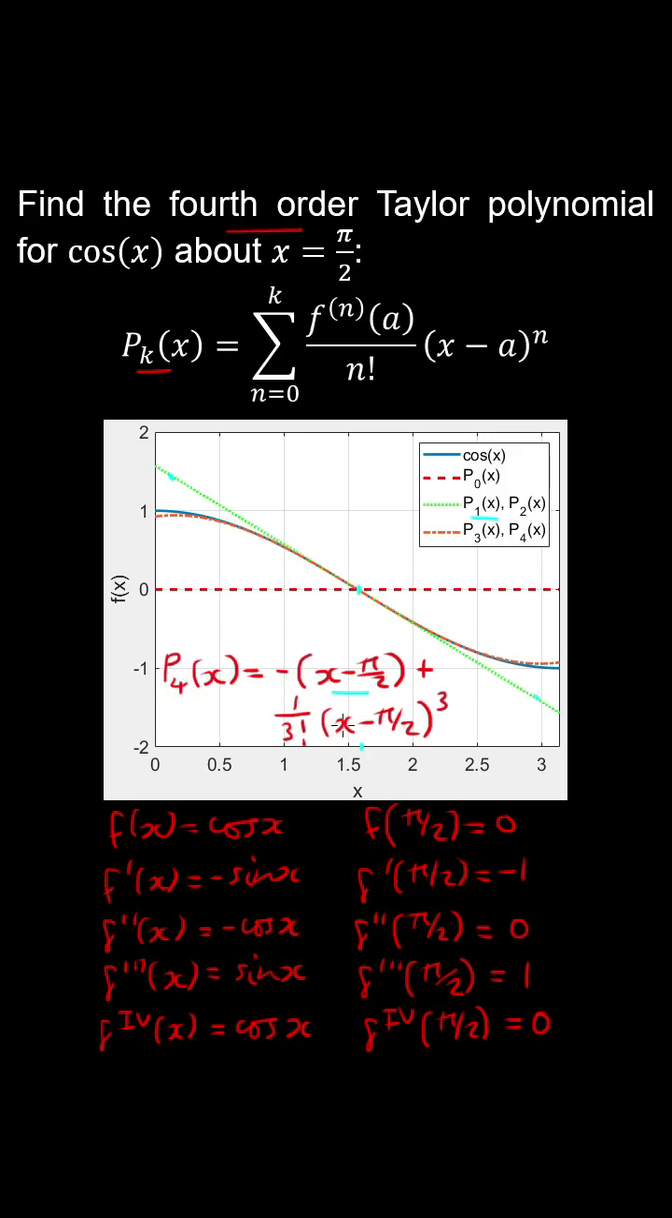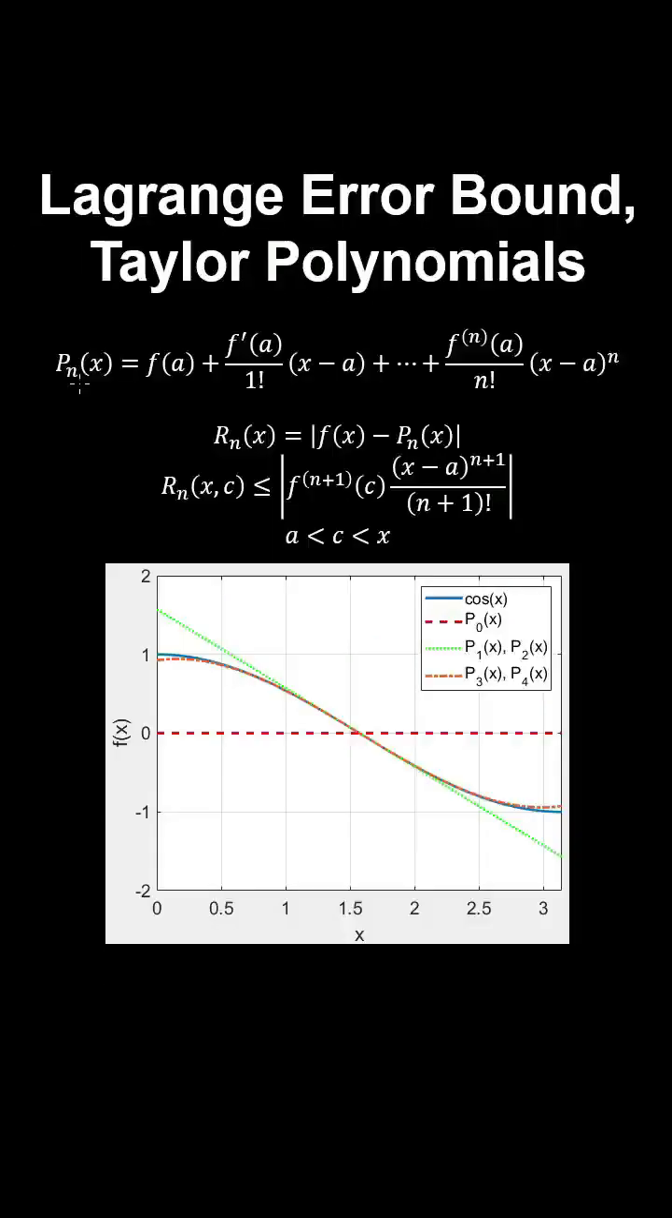But the 4th order polynomial approximation has a cubic term, so that gives a much better approximation to the cosine function. Given the Taylor polynomial with an order n that's used to approximate a function f of x, and the polynomial approximation is centered around x equals a, then the remainder or error of the approximation is the absolute value of the difference between the function and the polynomial approximation. And this error is bounded by the next term in the Taylor series.